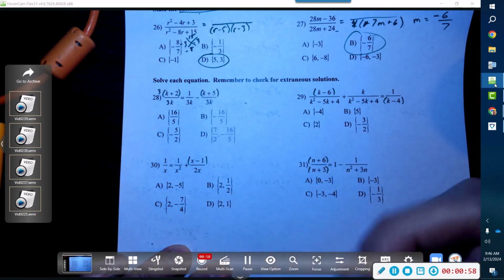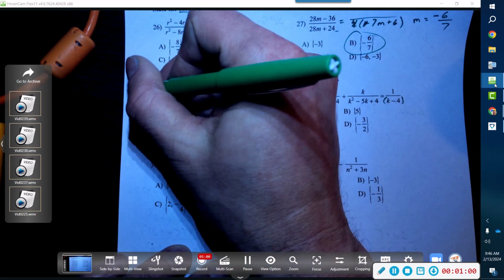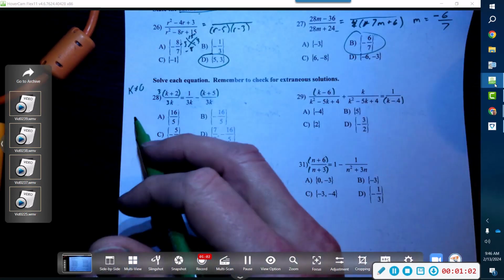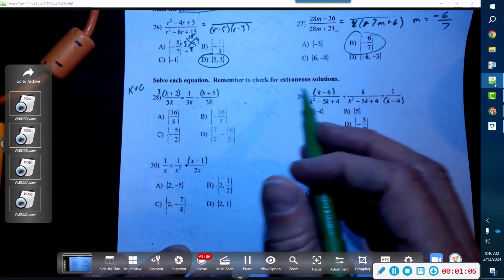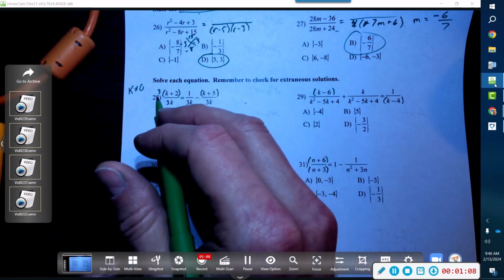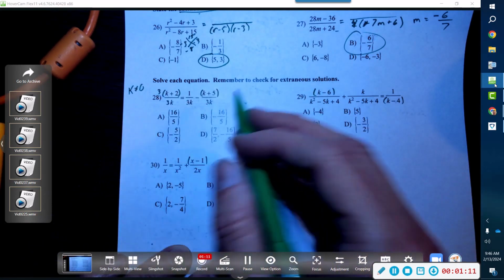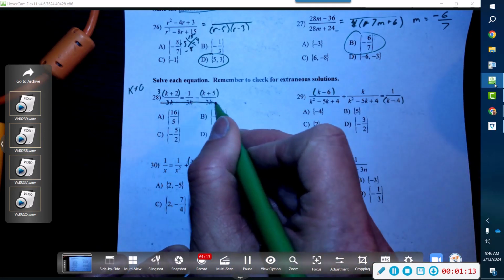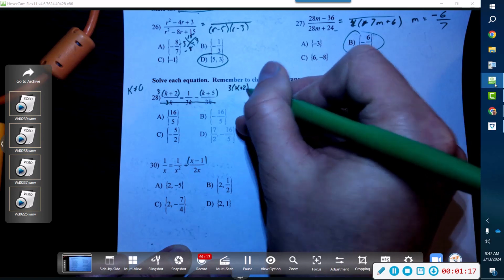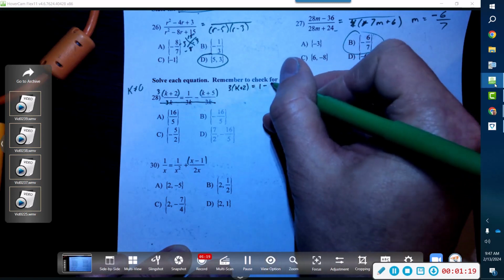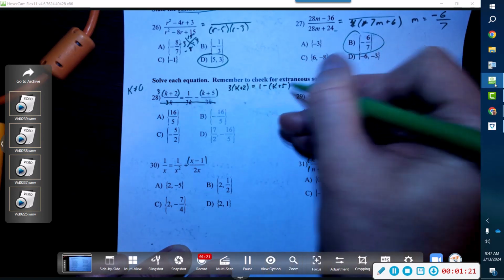0. I'd get division by 0. So k cannot equal 0. So he might pop up as one of our answers. We don't know. We always have to check for extraneous solutions. So now that we have an even playing field, I can actually cross that out, and I can have 3 times k plus 2 equals 1 minus parentheses k plus 5.